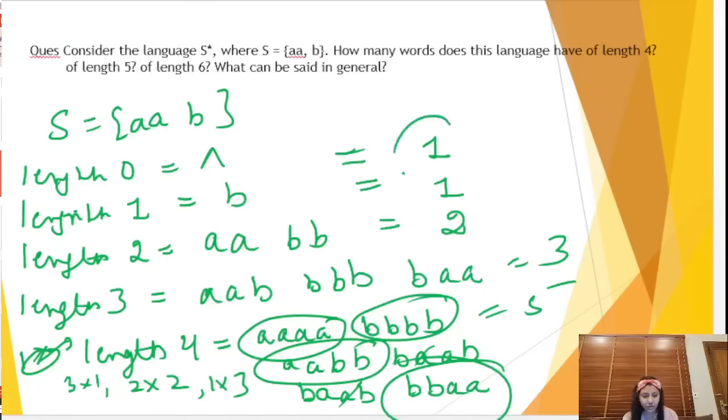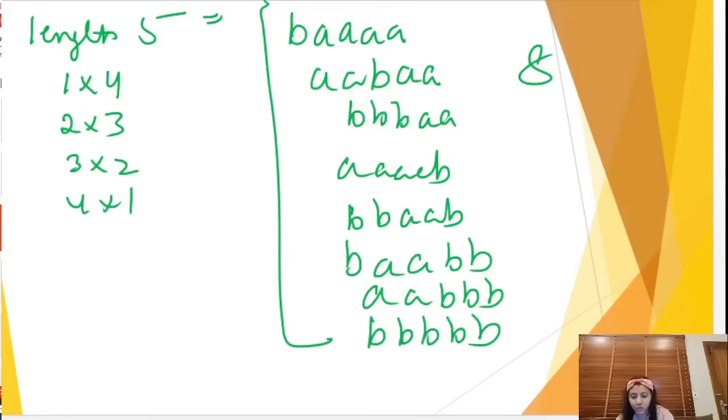length 0 string is 1, length 1 string is 1, length 2 string is, if I add the length 0 strings plus length 1 strings, I'll get 2, 1 plus 1, 2. Then in order to find length 3 strings, I can add up length 1 string and length 2 string, that will form 3. Then in order to find length 4 strings, I can add up length 2 plus length 3, 2 plus 3, that's 5. In order to find length 5 strings, I can add up length 3 plus length 4, that makes it 8. So what does it show? It shows that it's a Fibonacci pattern that's being formed over here.